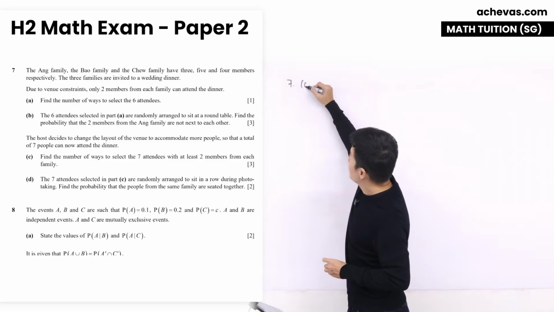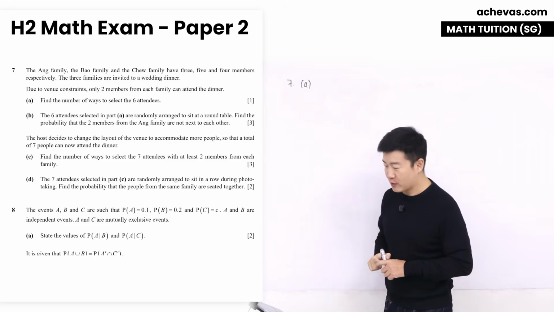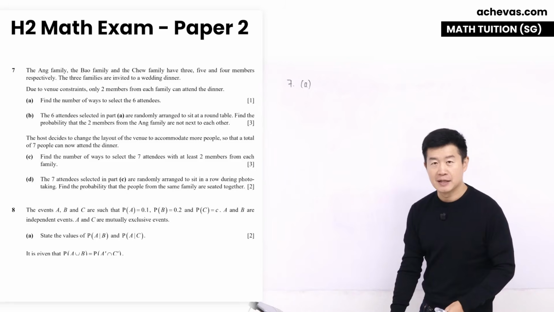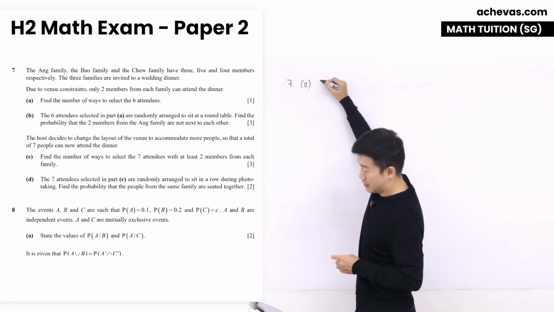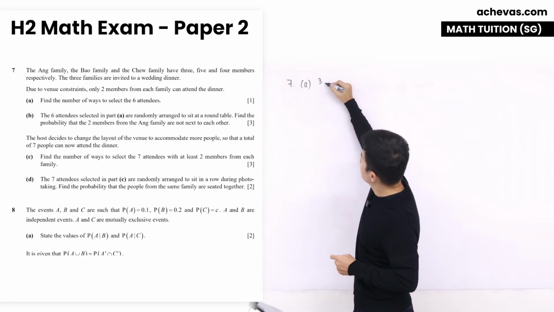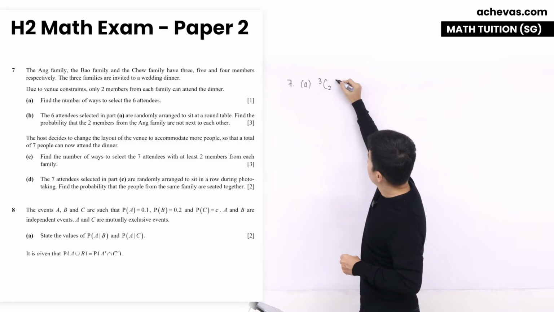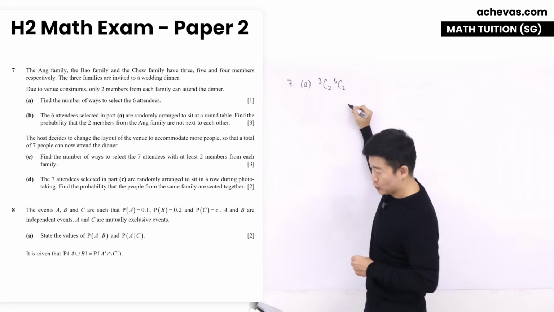So for part A, we are going to find the number of ways of selecting these 6 attendees. We need 2 from each family. So from the Ang family, there are 3 members, and we are going to be choosing only 2 of them. From the 5 members of the Bao family, we are also going to be choosing 2 of them.